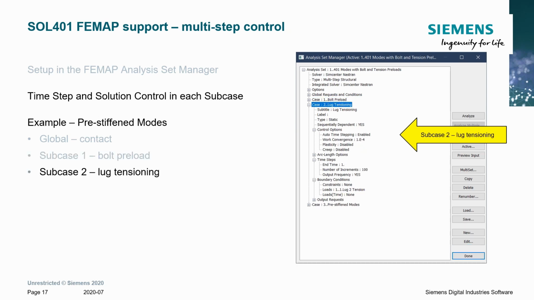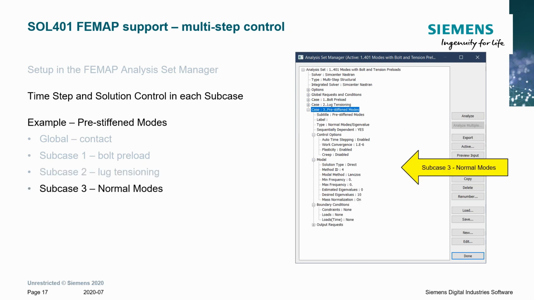The second subcase is I'm going to do some lug tensioning, and I'm basically applying a 100-pound tension load to this model. And now, in the third subcase, I'm going to run the normal modes. So basically this is all sequential. I'm pre-stiffening with a bolt preload, pre-tensioning with a lug tension, and then running the normal modes on the pre-stiffened model.